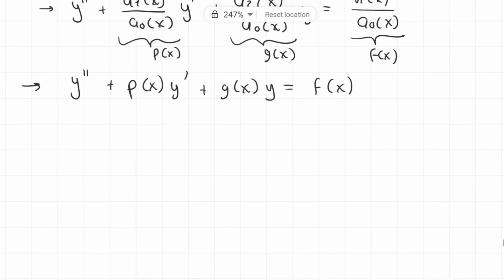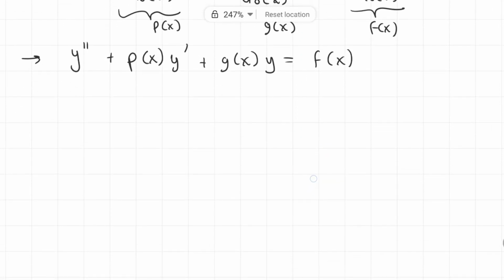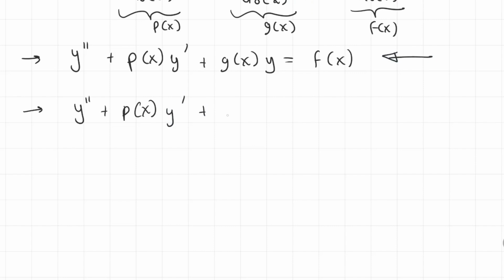And how are we going to solve this equation? Well, first of all, we need to remember, if you have already taken some courses regarding differential equations, that we can establish a new equation that will be named the homogeneous equation associated to this differential equation, which is just going to be y double prime plus p of x times y prime plus g of x times y equals 0.